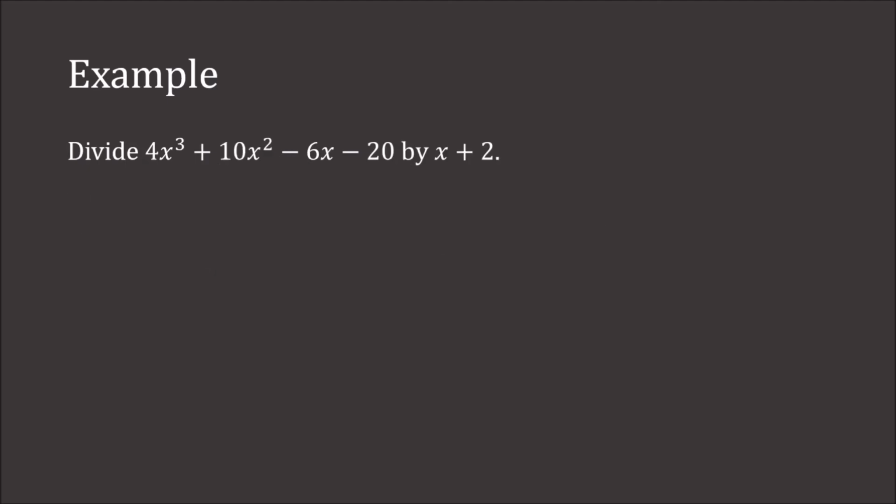Now let's look at 4x cubed plus 10x squared minus 6x minus 20 divided by x plus 2. So this gives us a k of negative 2. So the coefficients, 4, 10, negative 6, and negative 20. And again, this term right here will wind up being the remainder.